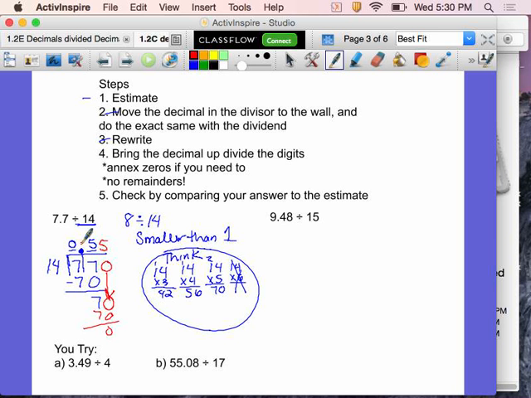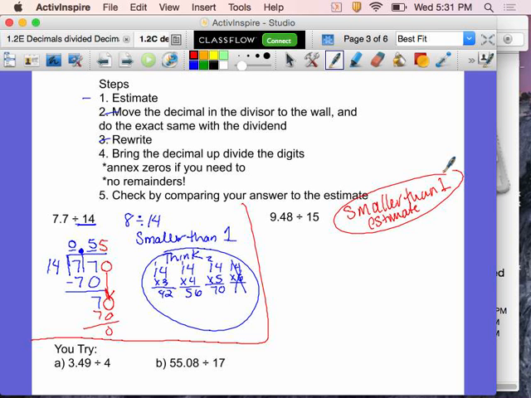Okay, let's do one more like that. Separate that out. All right, 9 and 48 hundredths divided by 15. Again, there is not enough here to divide by 15, so I know that it's smaller than 1. That's my estimate right there.